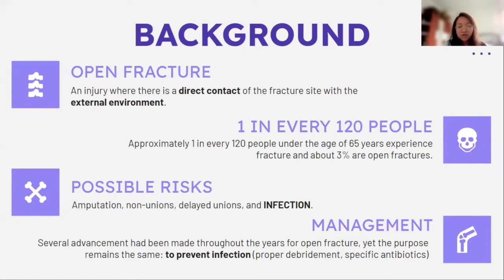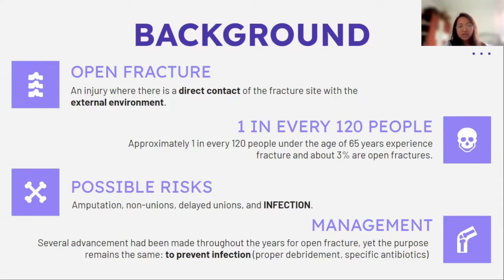Approximately 1 in every 120 people under the age of 65 years may experience a fracture, and about 3% of these incidents are open fractures. The severity of the trauma varies with the energy applied during the fracturing process, which corresponds to the length of the healing process and the complications that may occur. Open fractures may lead to risks of amputation, non-unions, delayed unions, and since the fracture site is exposed to an external environment, if not properly treated, then infection would occur. This poses a higher threat and challenge for surgery.